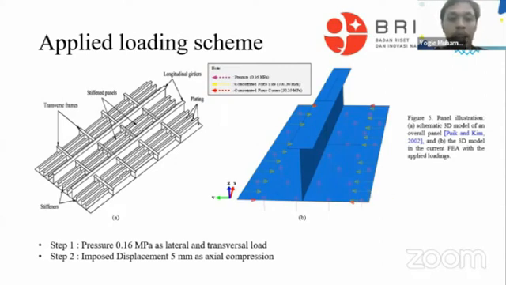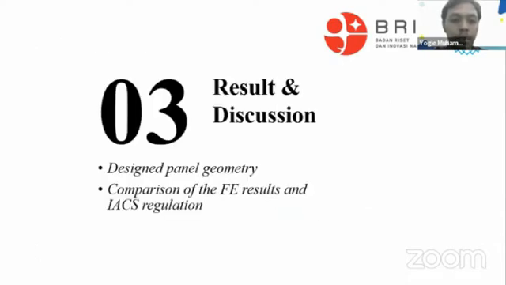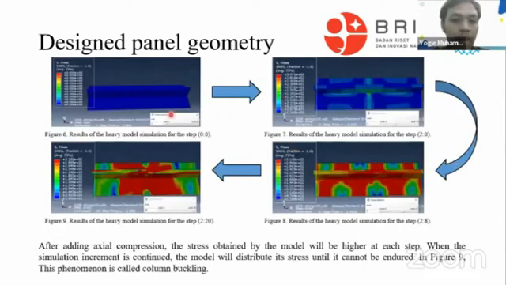Number 3, result and discussion. Design panel geometry. After simulation, as you can see in figure 6, step 0.0 is the model before the load is applied. Then the result for the initial step 1.0 is obtained in figure number 7. The model only receives the pressure force without axial compression. The force is obtained from the pressure under the plate and side of the plate. As the result, the middle part of the model has the highest stress.